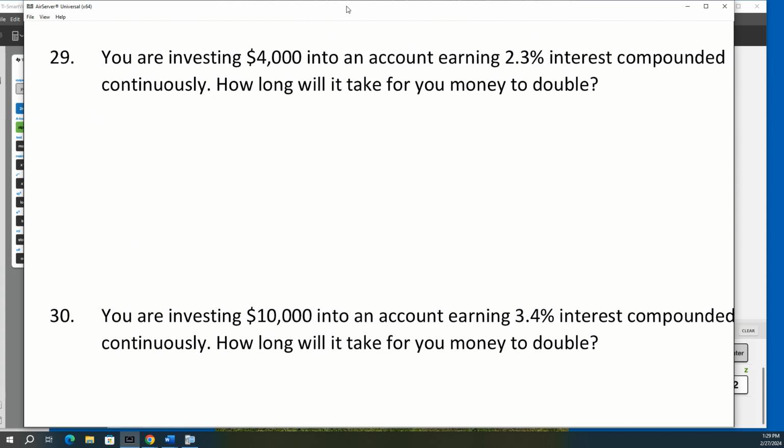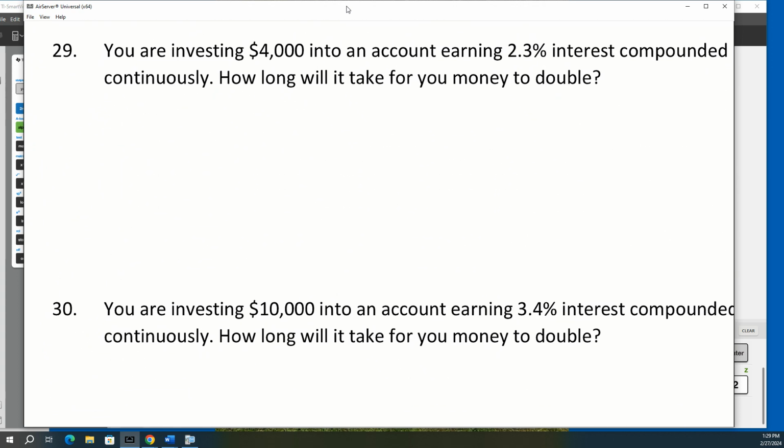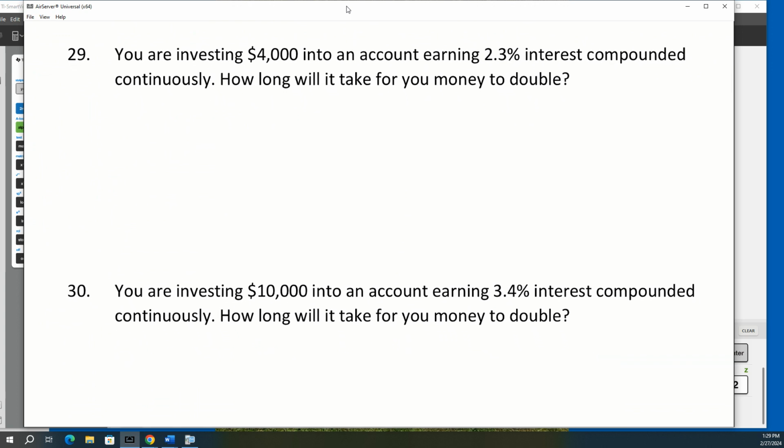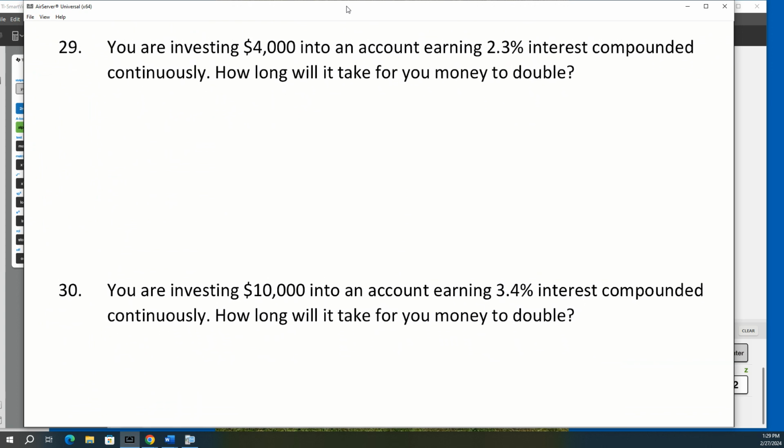All right, so we are going to skip to 29, and this is going to be the last one I'm going to do with you, and then you can finish up your review on your own. All right, so 29, you're investing $4,000 into an account earning 2.3% interest compounded continuously. Now, it's on the previous page, but I just finished making out your test, and I put the formulas on the page if you needed them, so you're not flipping around 100 times. But this is the continuously compounded interest formula.